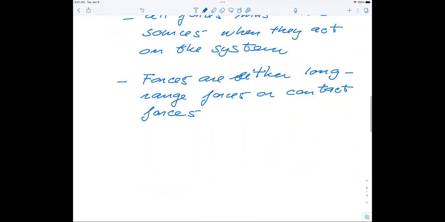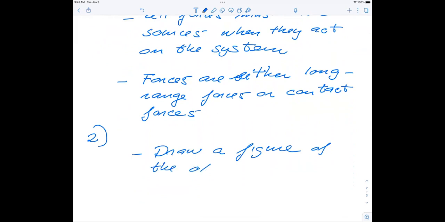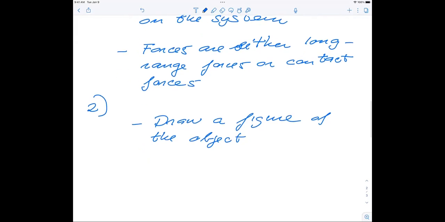And then we can go down to part 2 here. And the first simple thing which we will do now is just to draw a figure. And you're going to see how to do that in the next exercise. So draw a figure of the object and everything in contact with it. I should say it's not only one object, it can be many objects, and everything in contact with it.